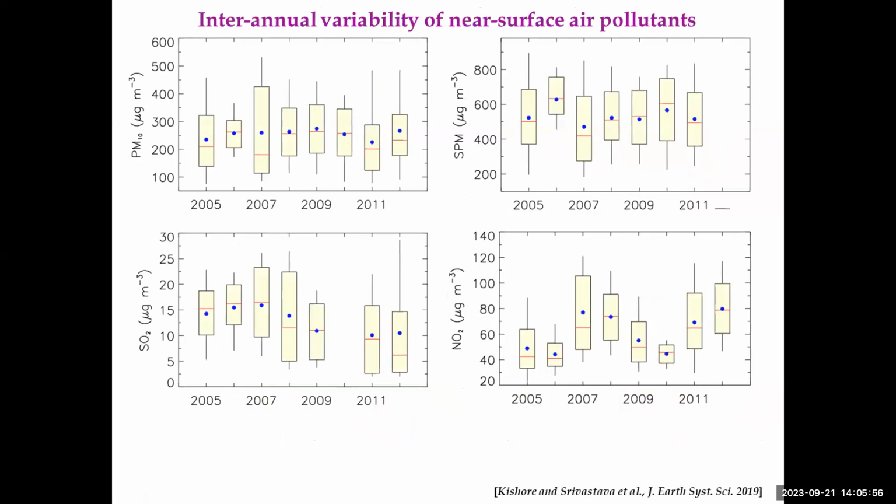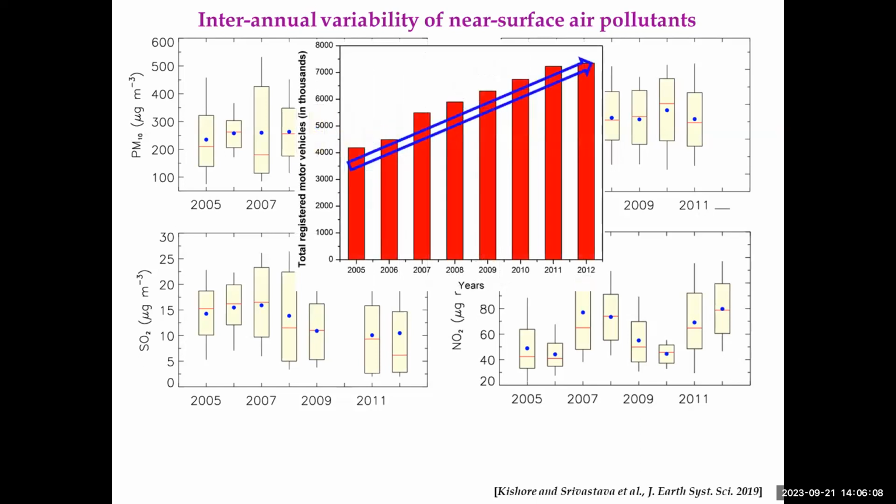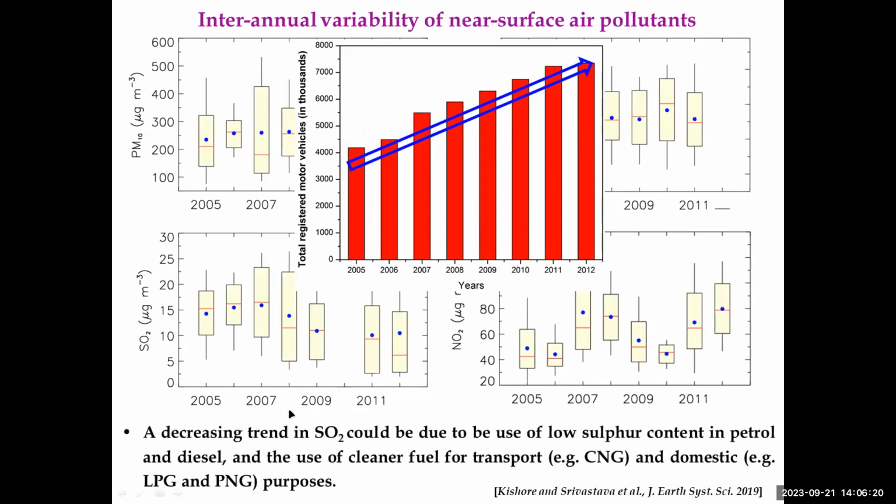So this is the annual mean variability of all the pollutants. Except for SO2, all the pollutants are slightly enhanced, which was found to be correlated with the total registered motor vehicles in Delhi during the study period. However, a slight decrement was observed for SO2, which could be due to the use of low sulfur content in petrol and diesel, and also the use of cleaner fuel for transport and domestic purposes.